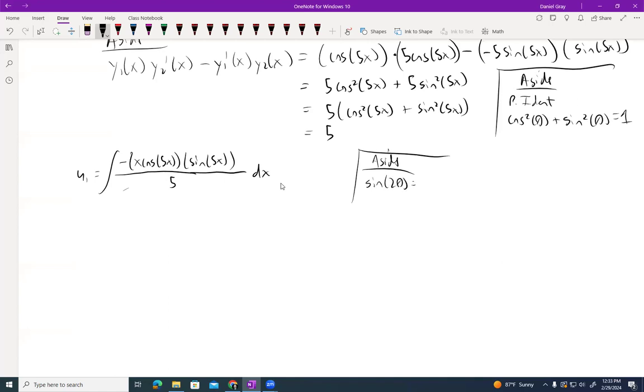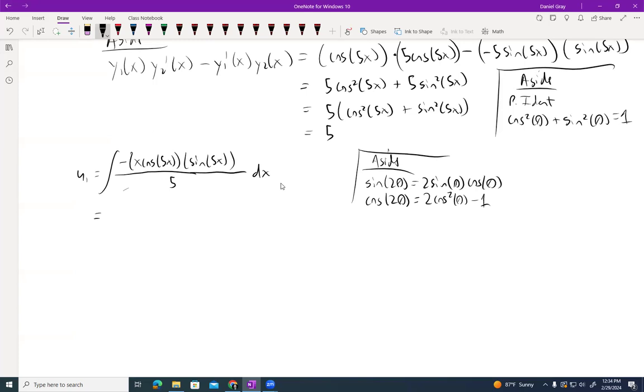Sine of 2 theta is the same thing as 2 sine of theta times cosine of theta. There's also a double angle identity for cosine. Cosine of 2 theta has 3 different forms, but I'm going to write it as 2 cosine squared of theta minus 1, just in case we need that later.